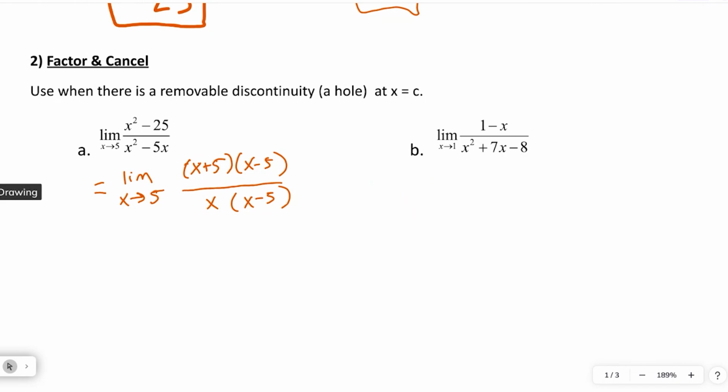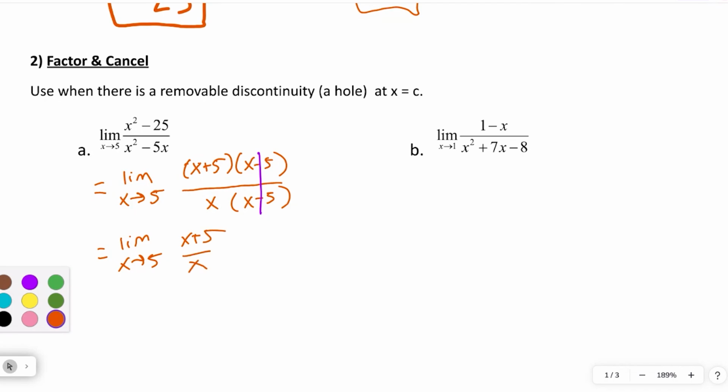So yeah, these x minus 5s are going to reduce to 1. So this will equal the limit as x approaches 5 of x plus 5 over x. So in other words, the functions themselves aren't equal, but the limits are. This is another reason why it's important to put equals and then put that little limit notation in there. That's what allows you to cancel those out. Now we can use direct substitution. Now there's no issue plugging in 5. So now we've got 5 plus 5 over 5, which is 10 divided by 5, which is 2.